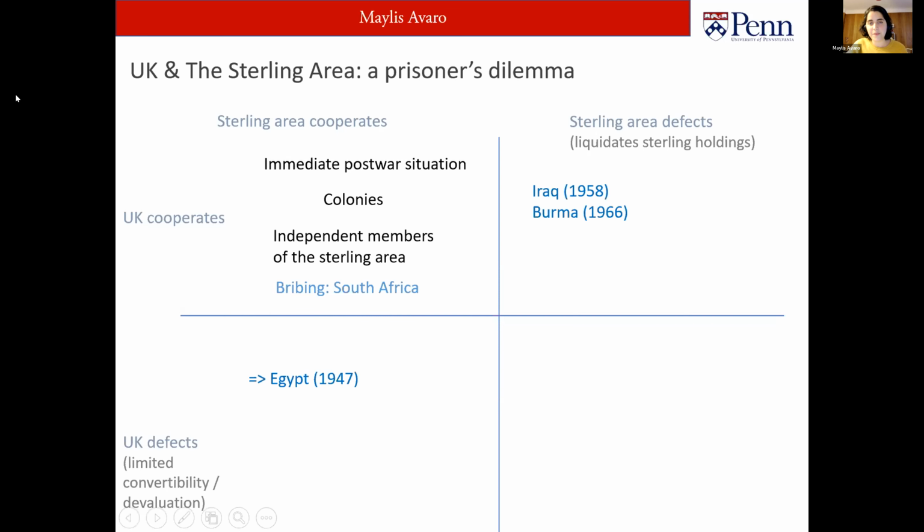And then a few other countries left the area, Iraq in '58 and Burma in '66, both because they wanted to diversify their reserves and acquire more dollars. The UK refused to let them do so, so the countries decided to walk out and face a sanction, but because they had a more diversified trade network, the sanctions were not too harsh on them.